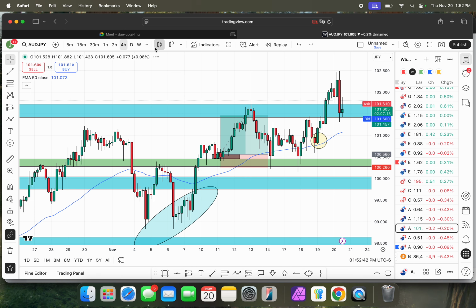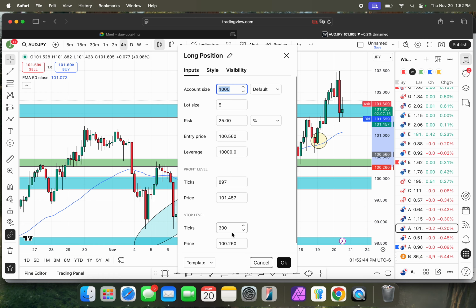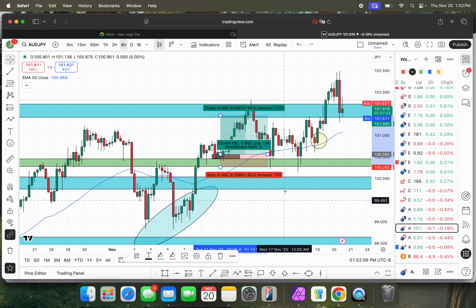Yep. 30 pip stop loss. When you put it in on here, it's going to look like 300. These are 300 mini pips or micro pips, whatever they call them. And then 900 is actually 90 pips. 300 is actually 30. So you'll see that on the chart, which also matches this.